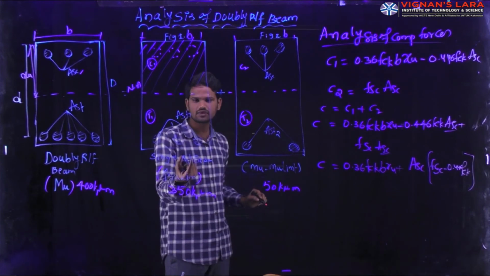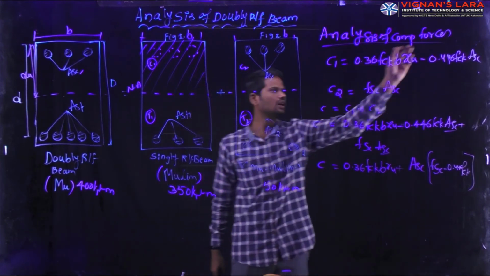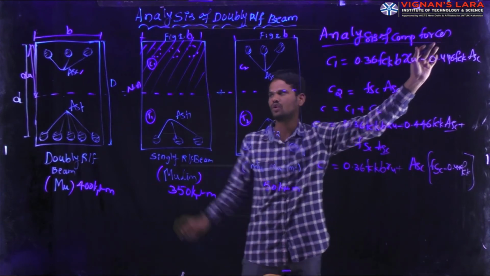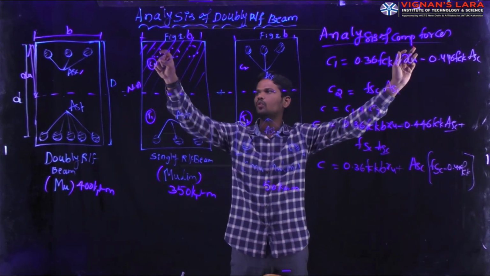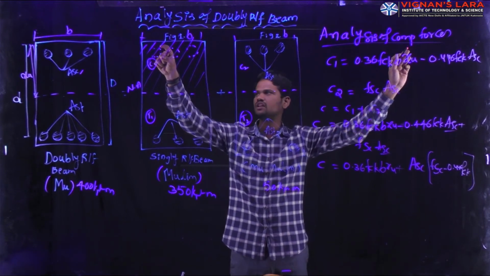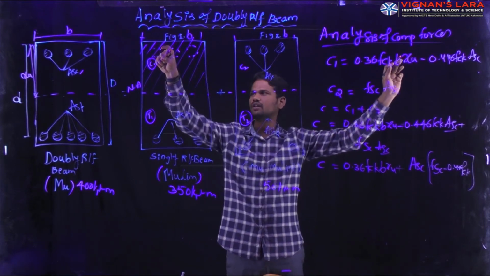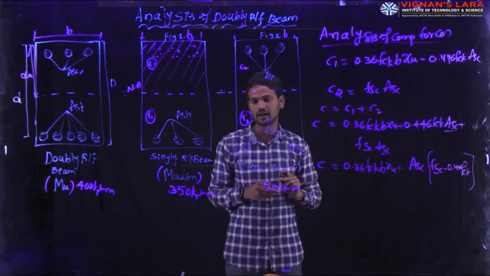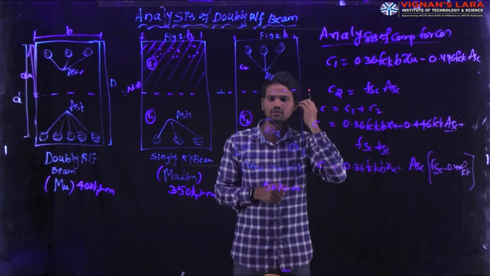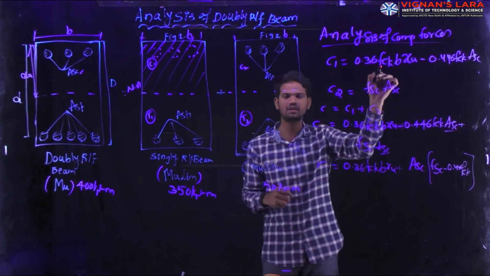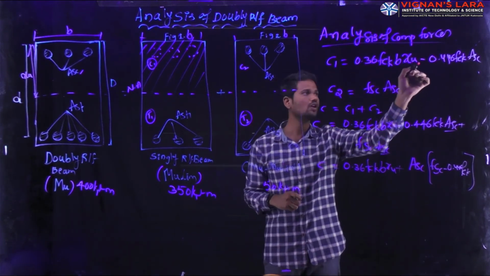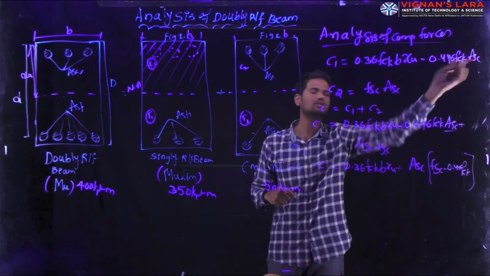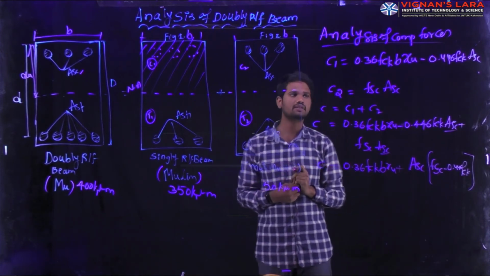In a singly reinforced beam section, we know the compressive force acting on the beam is 0.36 into FCK into B XU. But to carry the additional moment, we are providing some extra steel bars in the beam. These extra steel bars will also take some compressive stresses. That compressive stress we have to neglect. Hence C1 equals 0.36 into FCK into B into XU minus 0.446 into FCK into ASC, that means stress into area of the steel reinforcement in the compression zone.